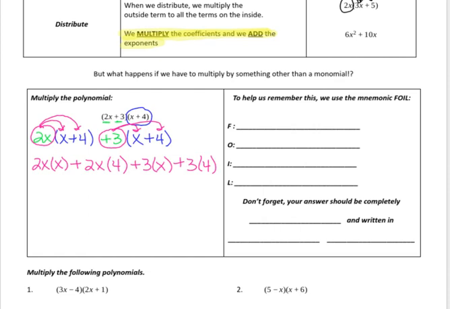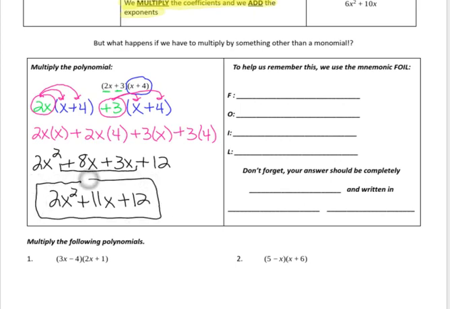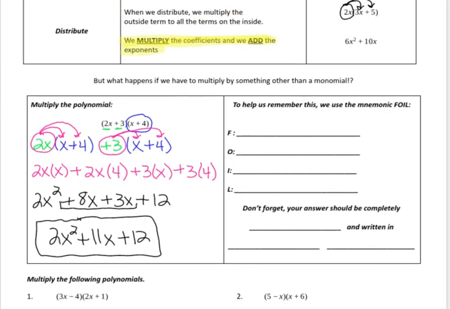All right, well now I can just simplify. So 2x times x, I get 2x squared. 2x times 4, I get 8x. 3 times x, I get 3x. And 3 times 4, I get 12. Now hopefully you look at this and you notice that we can also combine like terms. So we get 2x squared plus 11x plus 12. And there's our final answer. So really, we're doing the same thing that we did in the last section. It's just that we have to break up that first binomial first.